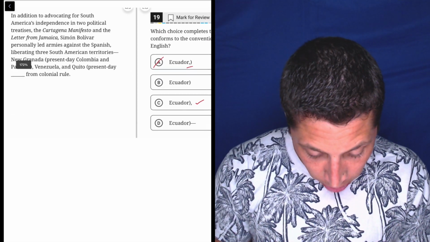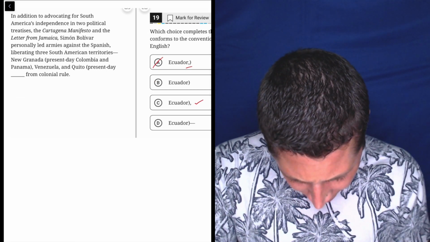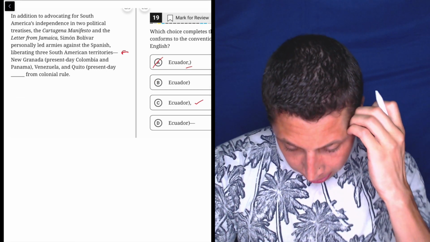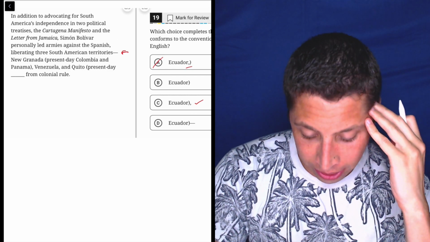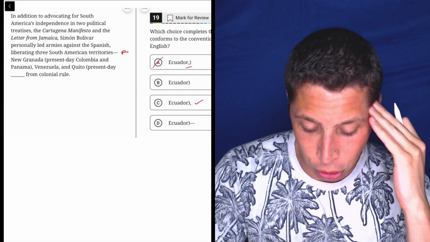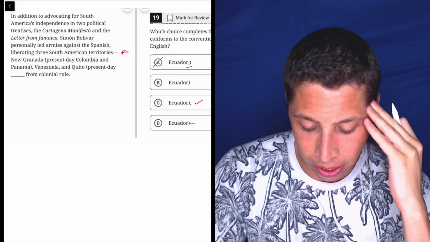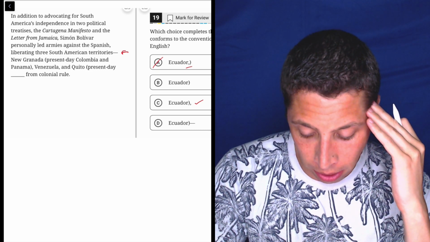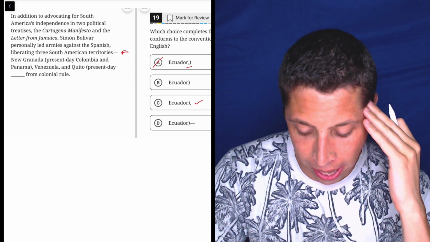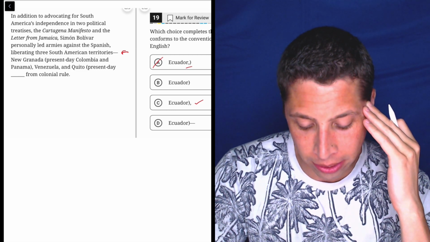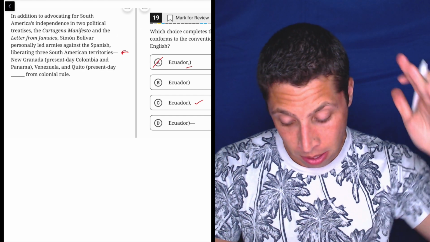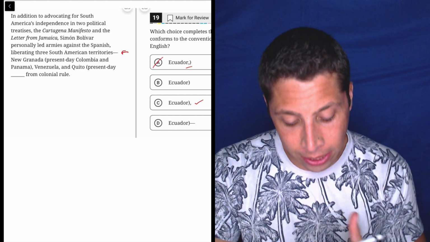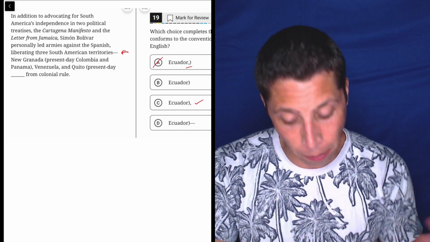This is definitely long. Oh my goodness. I see another dash though, so that usually means we've got a second dash. All right. In addition to advocating for South America's independence in two political treatises, the Cartagena Manifesto and Letters from Jamaica, Simón Bolívar personally led armies against the Spanish, liberating 3 South American territories. Interruption. New Granada, present-day Colombia and Panama, Venezuela, and Quito, present-day Ecuador, from colonial rule.